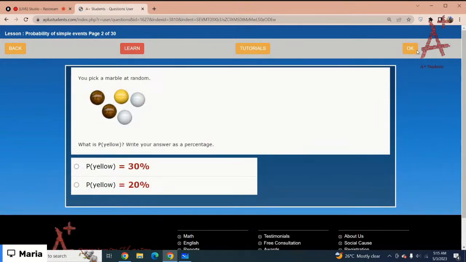Okay, you pick a marble at random. What is the probability of getting yellow? You have a total of 5 marbles. Just one of them is yellow. So the probability of yellow is 1 by 5. You need to write down the answer in percentage form. So just multiply it by 100. The correct option is 20%. 1 divided by 5 times 100 makes 20%. So the correct option is 20%.